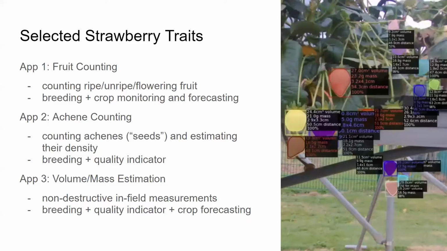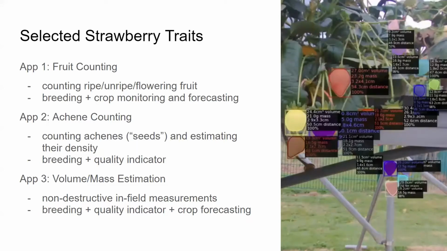Yeah. So that's fruit counting, which is useful for breeding, as I mentioned, but also for monitoring and forecasting. The other application, the seeds. So strawberry is actually a weird fruit. We call it a fruit, but it's actually an assemblage of fruit.